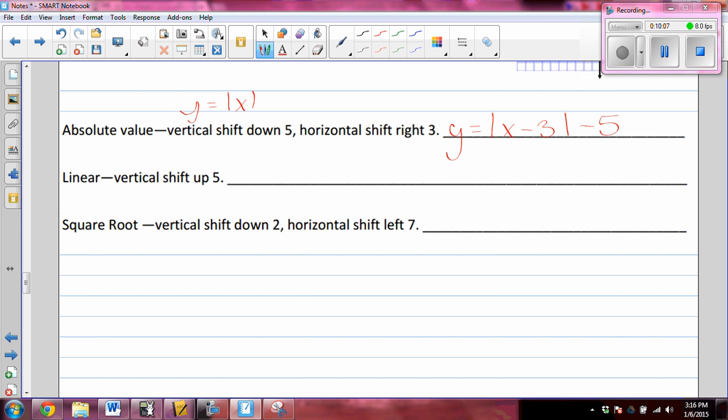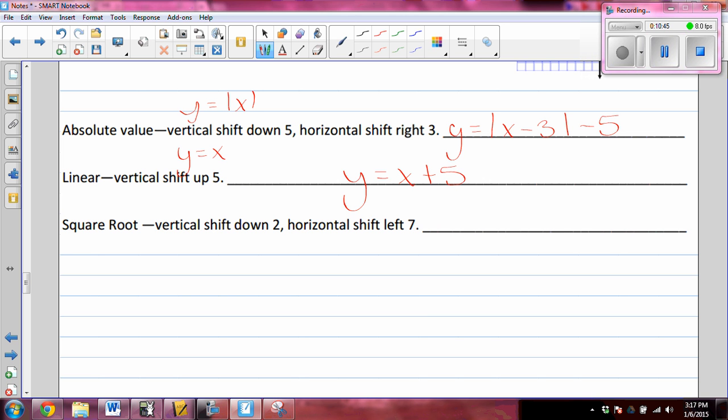Now I move on to linear. Linear is y equals x to start with. All right, well, there's no horizontal shift. It does not give me a horizontal shift. So I'm only paying attention to the vertical shift. It shifts vertically up 5. Now remember, vertical does not go inside parentheses or absolute value symbols or square roots or cubed roots or anything. It just gets added on to the end. It's positive, so it's going to move up. So y equals x plus 5.